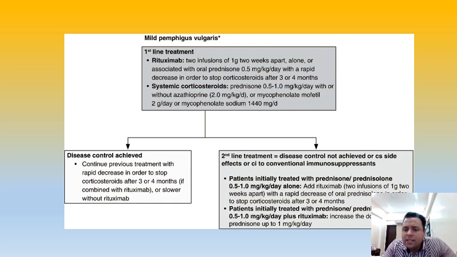Second line therapy is for when the disease is not getting controlled or we are getting side effects from the steroids or immunosuppressants. If the patient was initially treated with prednisolone, we add rituximab. Same thing, 2 infusions of rituximab, 1 gram, 2 weeks apart, and then rapid decrease of the prednisolone, so the patient can be tapered off the steroid very fast. If the patient was initially treated with prednisolone plus rituximab, then increase the dose of prednisolone. If we have already used the combination, try to increase the prednisolone dose up to 1 milligram per kg per day. And if it is still not controlled, then we have to use some other alternatives.